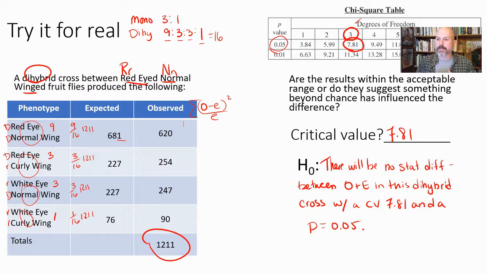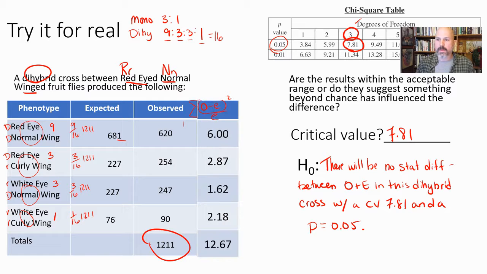All right, here we go. See how your numbers turned out. My chi-square is 12.67. My observed minus expected squared divided by expecteds, here's where they are. I sum them all up. So then I look, and my chi-square is greater than the critical value of 7.81.